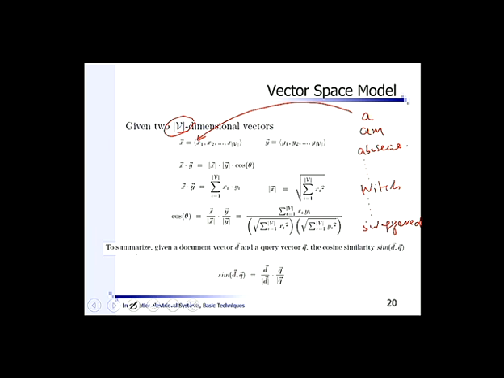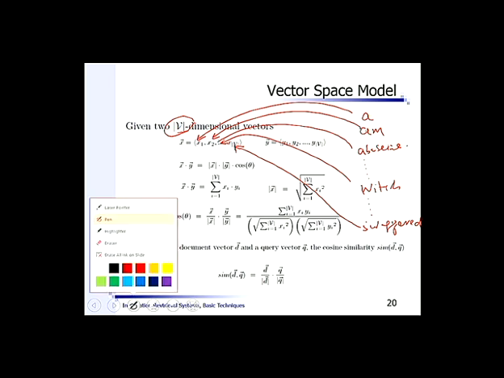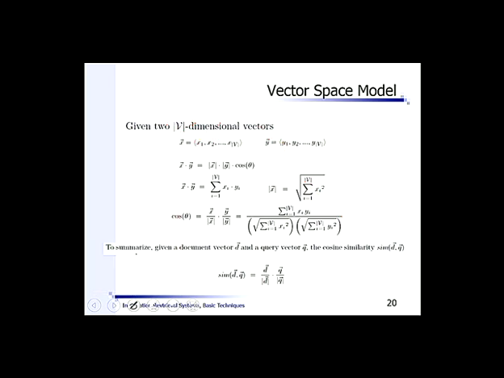X1 refers to a, X2 refers to am, the third component refers to this, the fourth to this, and so on and so forth, till the last component, which refers to the last term in the vocabulary. So every component refers to one term in the vocabulary of the document collection. These are the distinct terms in the document collection, right? These words are converted to numbers. Inshallah, we'll see shortly how to develop a vector, but for now let's hold on.